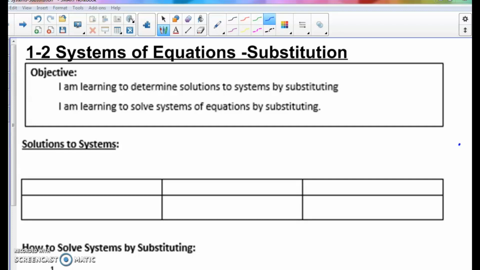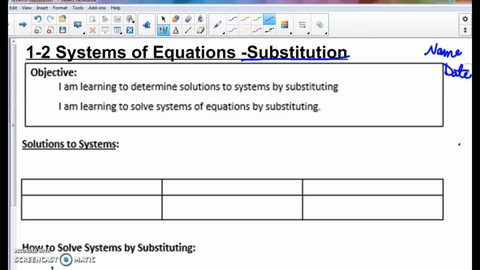Welcome to 1-2 Systems of Equations. This time we're solving by substitution. So go ahead and write down the title, 1-2 Systems of Equations by Substitution. Put your name in the top right-hand corner, and today's date.